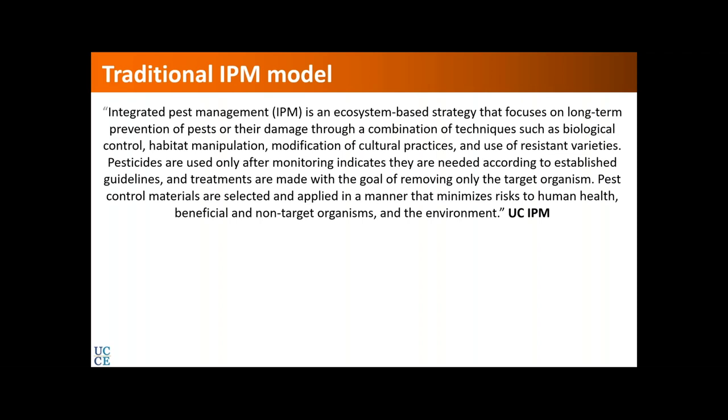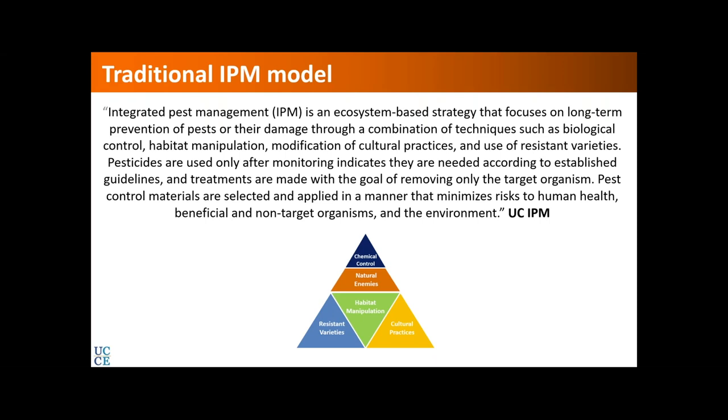If you look at this, IPM is about an ecosystem-based strategy where you try to use biological control, habitat manipulation, modification of cultural practices, and the use of resistant varieties, and all those options before using pesticides. And the use of pesticides depends on when you monitor the pest populations, and when that monitoring tells you that you should take a correction measure to suppress the pest populations to reduce the economic damage.